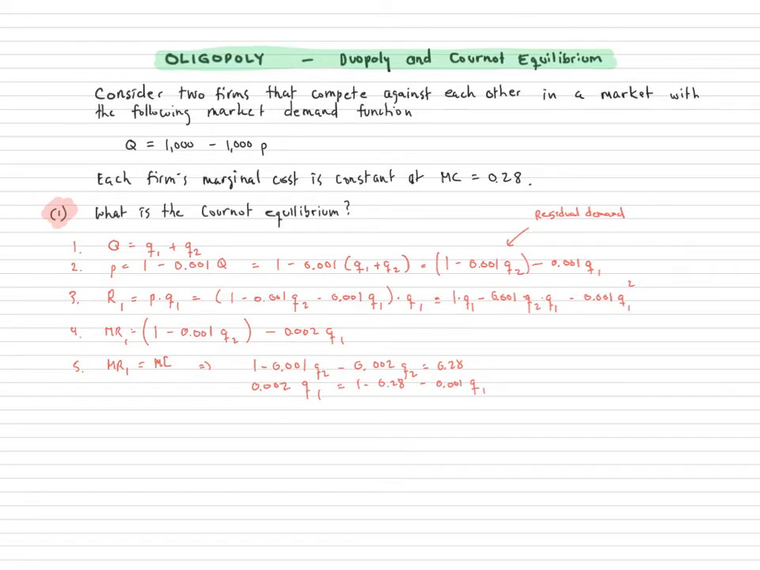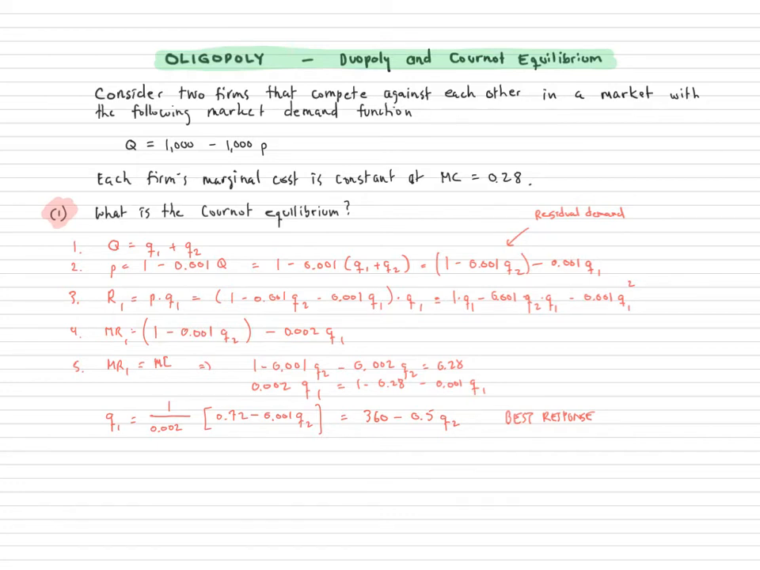Next, I solve for Q1 here, and when I do that, I'm going to get the firm's best response function. So what we have here is a function that tells us what firm 1 should be producing given what firm 2 is producing. I'm just going to simplify this a little bit. If I divide everything by 0.002, I get Q1 equals 360 minus 0.5 Q2. So again, this is what we call the best response function for firm 1.